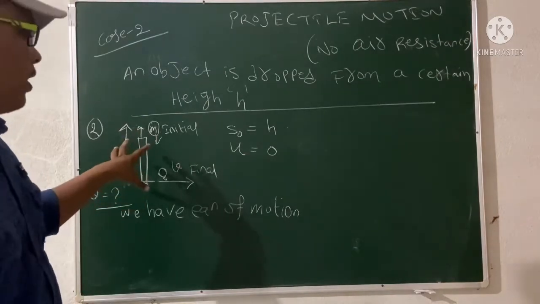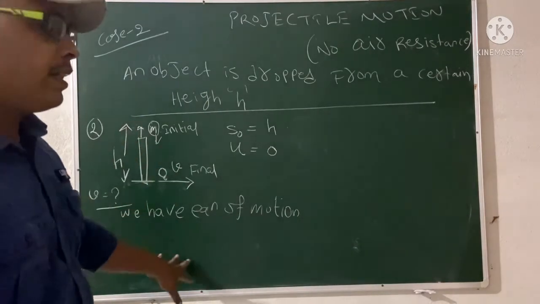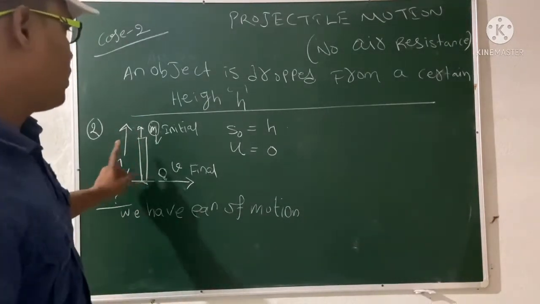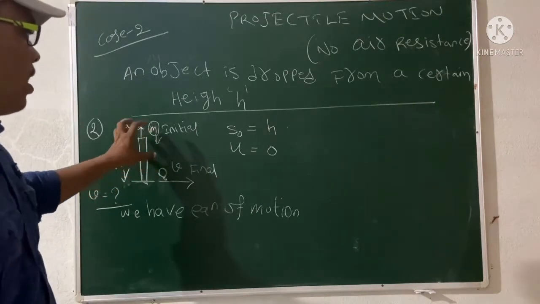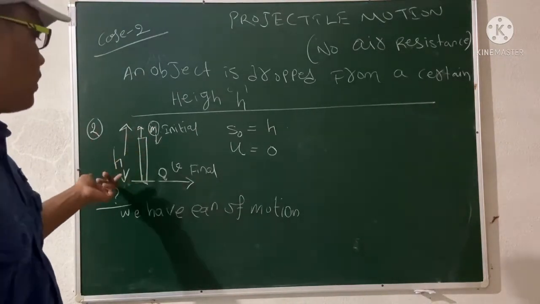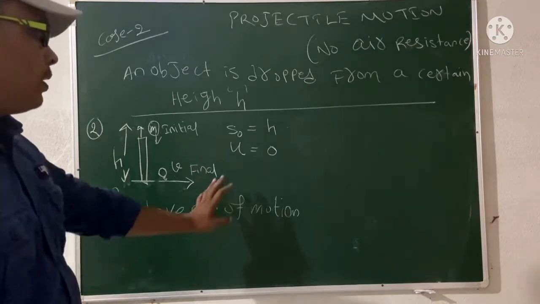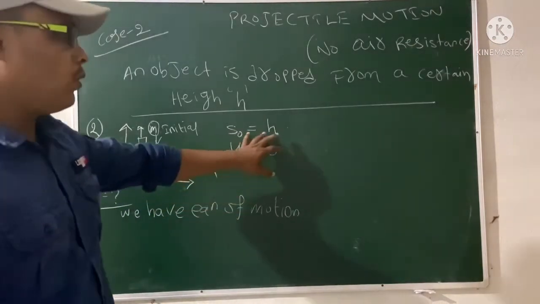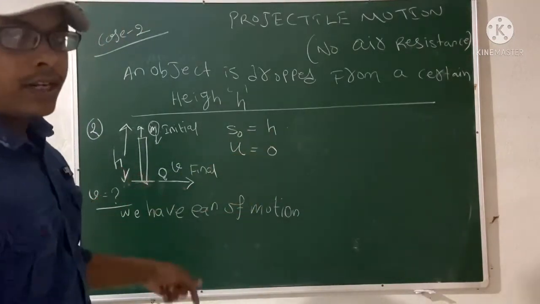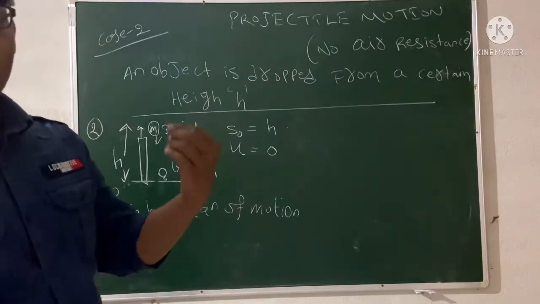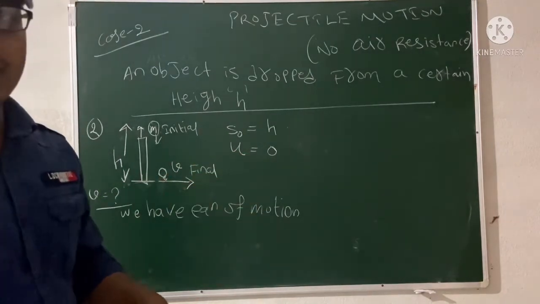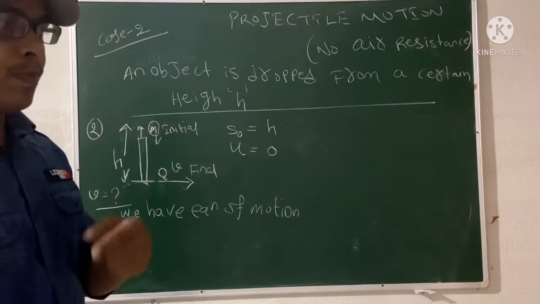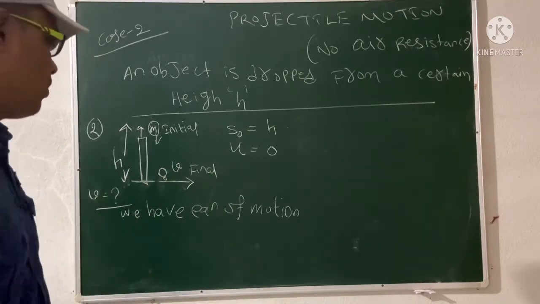Whatever you are seeing here, that will be your dialogue. Let us consider a small mass m that falls down from a certain height h, and let u be the initial velocity, which is 0, and s0 is your initial height. Then your acceleration is plus g if it is moving upward, and the acceleration is minus g if it is moving downward.